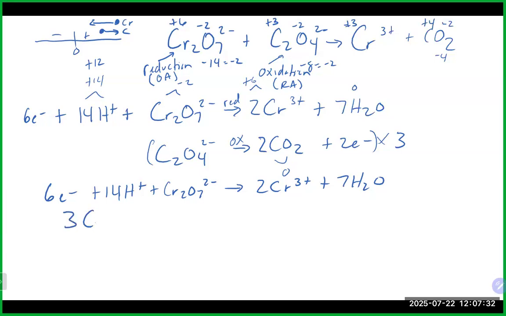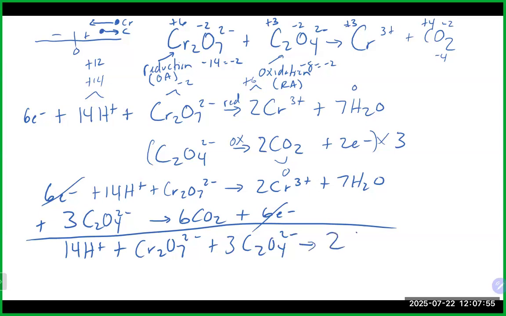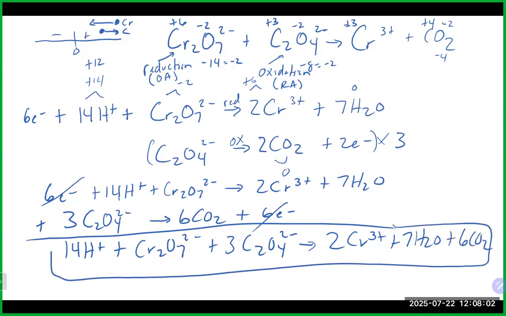So doing that, 3 C2O4 2 minus gives 6 CO2 and 6 electrons. Adding them together, electrons should always cancel out completely. And I think that's it. So 14 H pluses, a dichromate, 3 oxalates, and 2 chromium 3s, 7 waters, and 6 CO2. Once again, this should be balanced in acidic conditions.